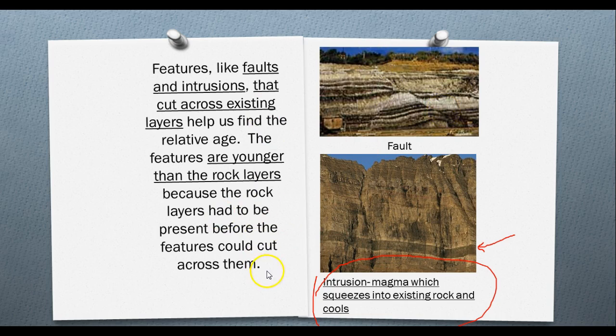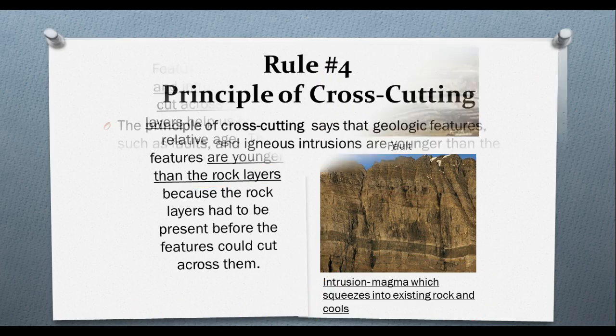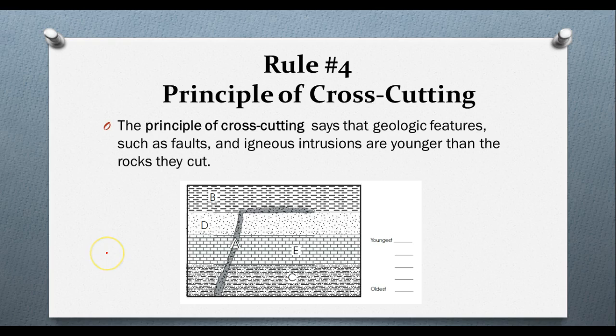And if you have these things happening, the intrusions and the faults, things that cut through the layers and affect the layers, are always going to be younger than the rock layers they affect. Because the rock layers had to be there, they all had to be there before they could get cracked. So that's going to be our next principle, and that's called the principle of cross-cutting. And so the principle of cross-cutting says that geological features, such as faults, such as igneous intrusions, are going to be younger than the rocks that they cut.